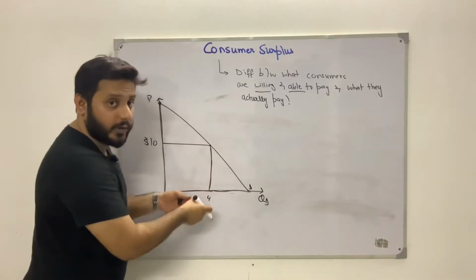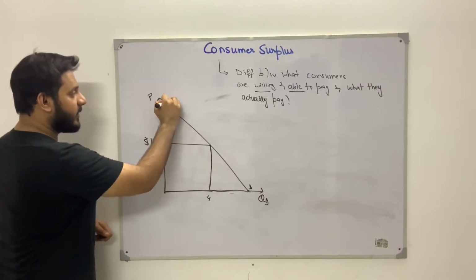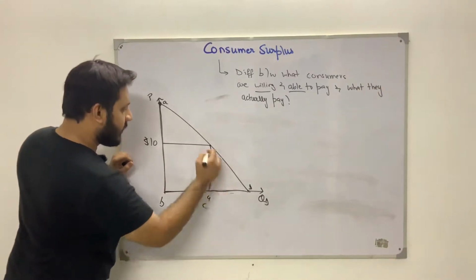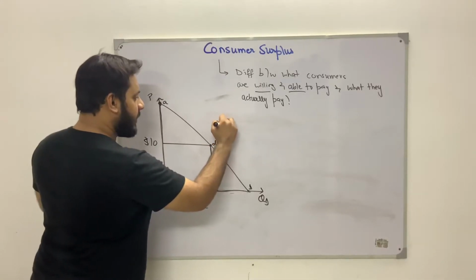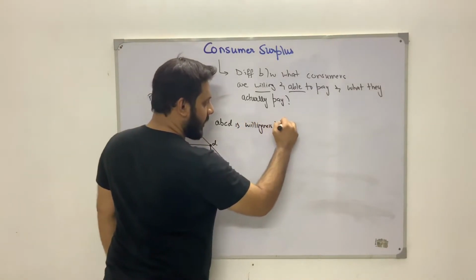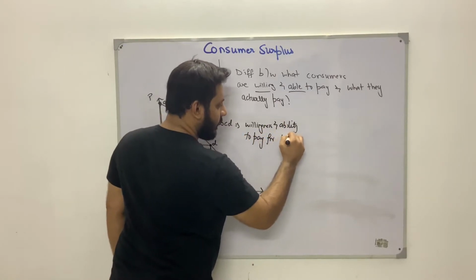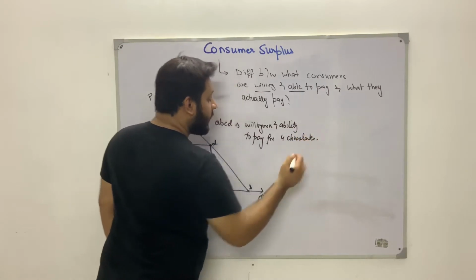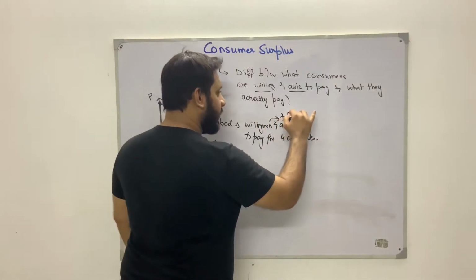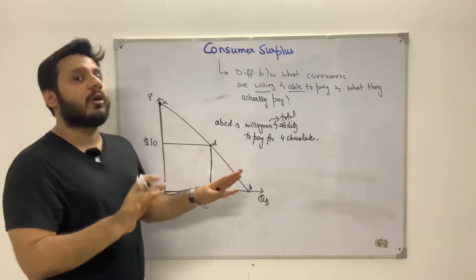Why? Because we are only buying 4 units, which means that all this area, let me label it A, B, C and D, right? So A, B, C, D represents my willingness and ability to pay for 4 chocolates. Now guys, remember that this area, A, B, C, D, represents my total willingness, that is the total amount that I was willing to pay for these 4 chocolates in total, right?